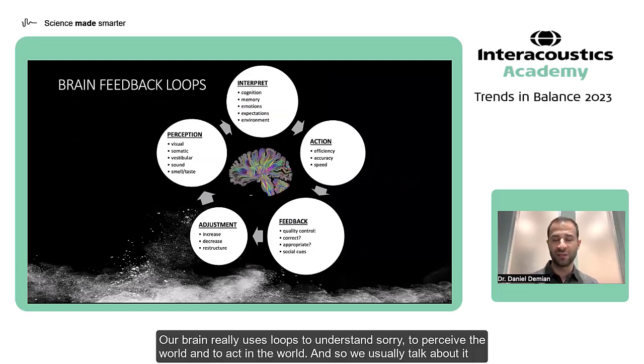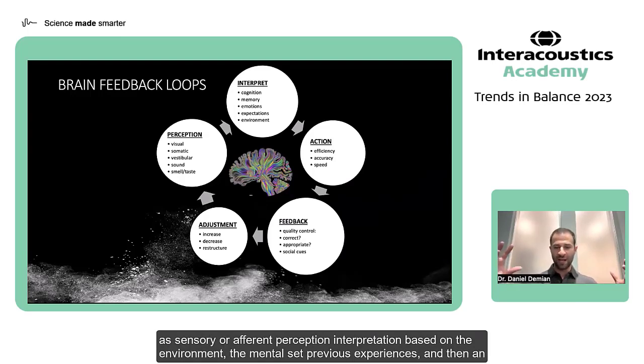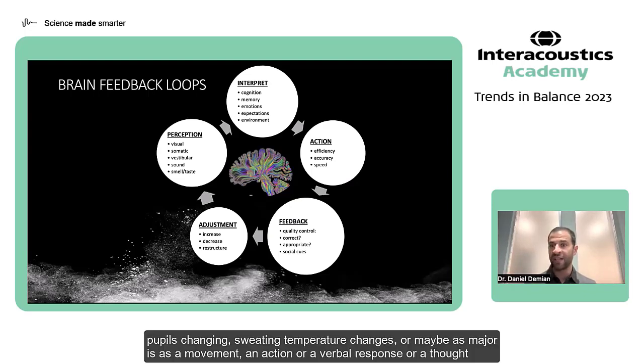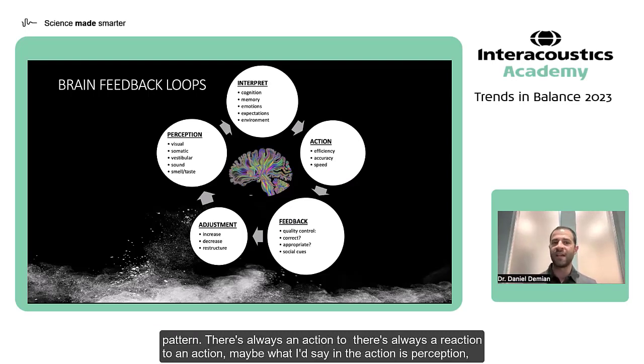Our brain really uses loops to perceive the world and to act in the world. We usually talk about it as sensory or afferent perception, interpretation based on the environment, the mental set, previous experiences, and then an action. Whether that action is visible or not, oftentimes it's happening. It could be as minor as hair raising, pupils changing, sweating, or temperature changes, or as major as a movement, a verbal response, or a thought pattern. There's always a reaction to an action, maybe what I would say.